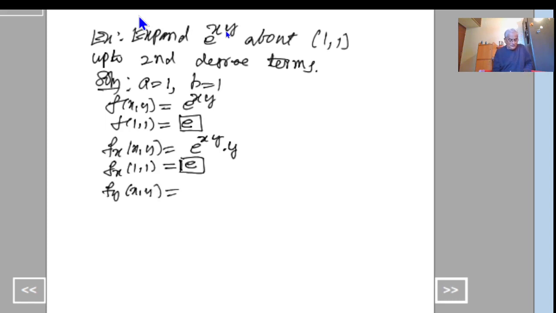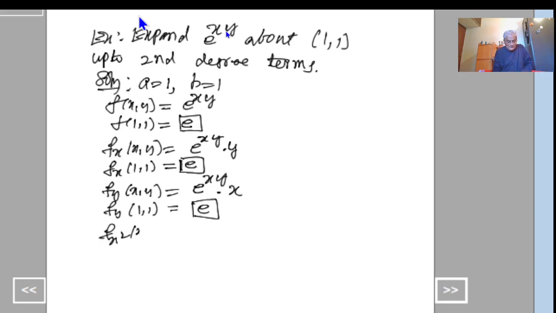x comma y is equal to, f is e raised to xy. Fy, differentiating partially with respect to y, e raised to xy derivative is e raised to xy into xy derivative with respect to y is x. Therefore fy at the point 1 comma 1 is, again this is e, because x equal to 1, y equal to 1. Then you go for the second order derivatives.